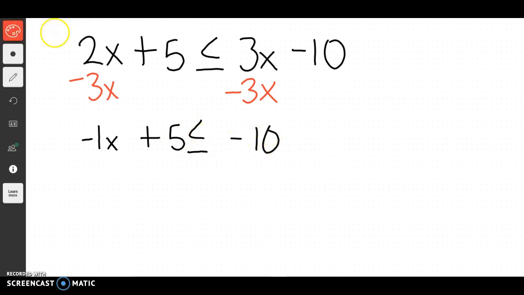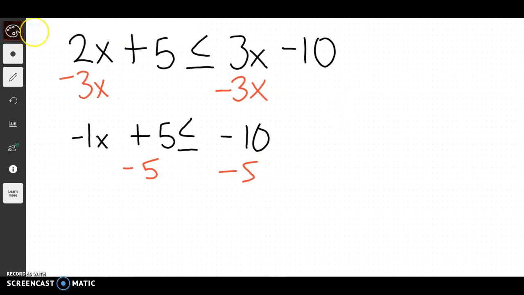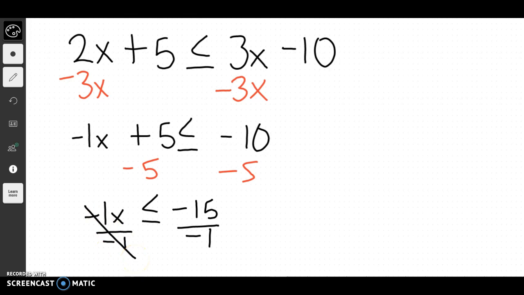I would then have to subtract 5 on both sides, which would give me negative 1x is less than or equal to negative 15. Then I'd have to divide by negative 1 and divide by negative 1. Whenever you divide by a negative for an inequality, we have to flip this sign. So my end answer would be x is greater than or equal to 15.